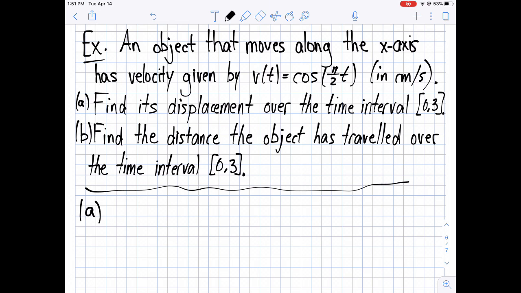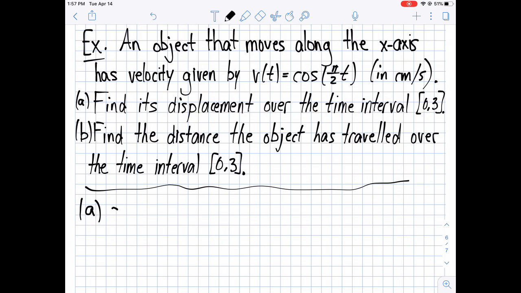So here, let's take a look at part A. Find its displacement over the time interval from 0 to 3, and in part B, we're going to be looking at the distance instead of displacement. Okay. So the displacement from 0 to 3, we're going to have to use our formula we saw in the last section, and that's going to be the integral from t1 to t2, and we are integrating here our velocity function. So we can plug it in.